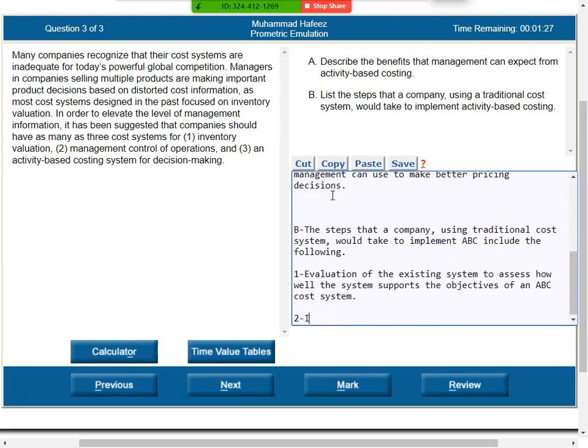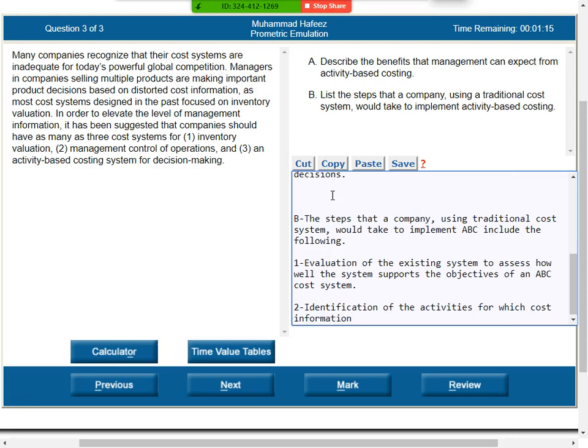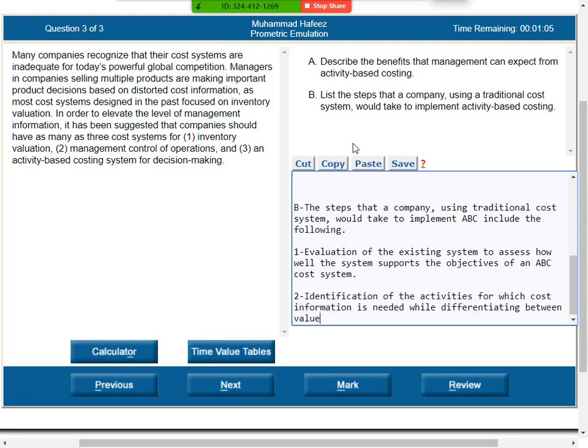Then next is identification of the activities for which cost information is needed, while differentiating between value adding and non-value adding activities.